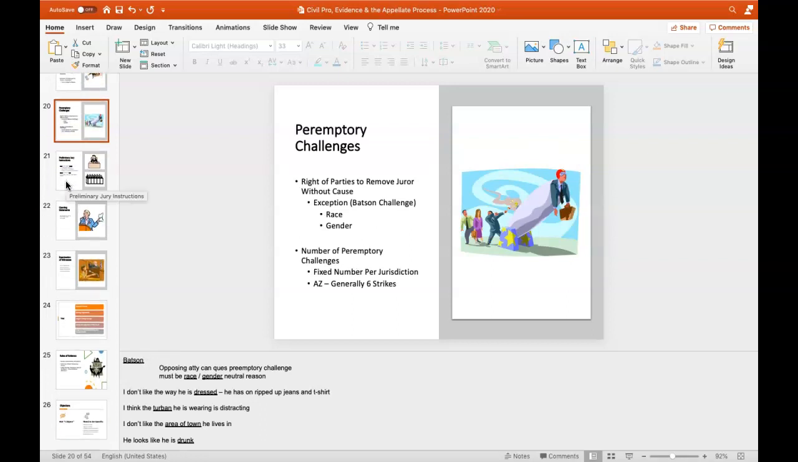The second type of challenges are peremptory challenges. Here, the parties have an opportunity to remove some jurors without cause, or this means without having to state a reason. Each party is allowed a fixed number of these challenges. The amount varies by state. Arizona generally allows 6 strikes.